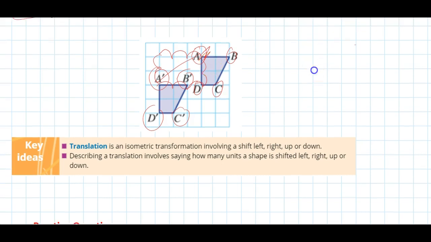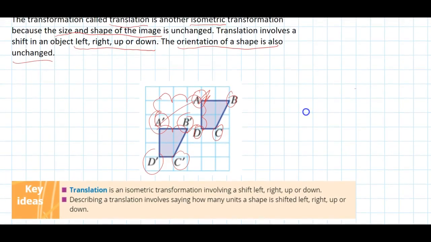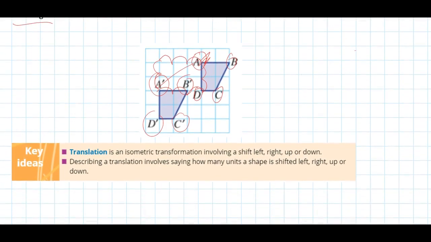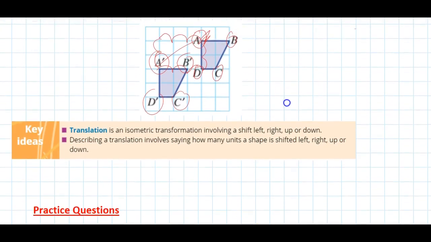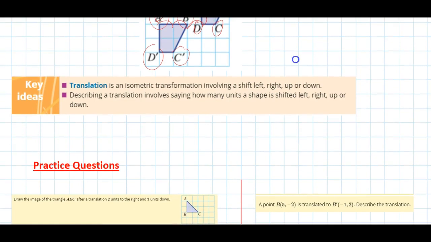What we mean when we say it doesn't change its orientation is that you can see it's still the same shape, the way that it lies. It's just been moved to a different location by moving left or right. It doesn't change how it rotates or how it reflects in the image. It just moves its location, and that's what we call translation. So translation is an isometric transformation involving a shift left, right, up or down. I'll get you to write these key points down.